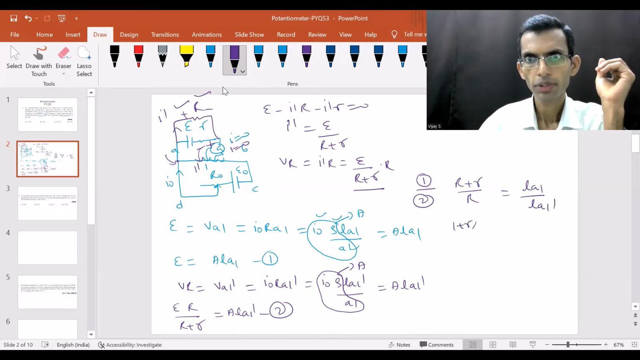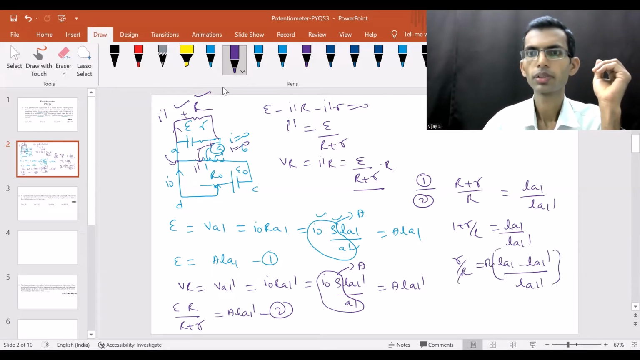Right. So (1 + R)/R is equal to L1/L1'. So when we take 1 to that side, it becomes minus. So r/R is equal to (L1 - L1')/L1'. I am directly writing by L1'. So when we take R to that side, we are going to get multiplication.